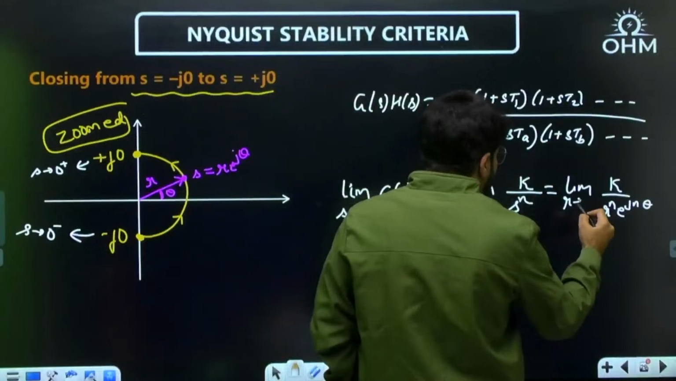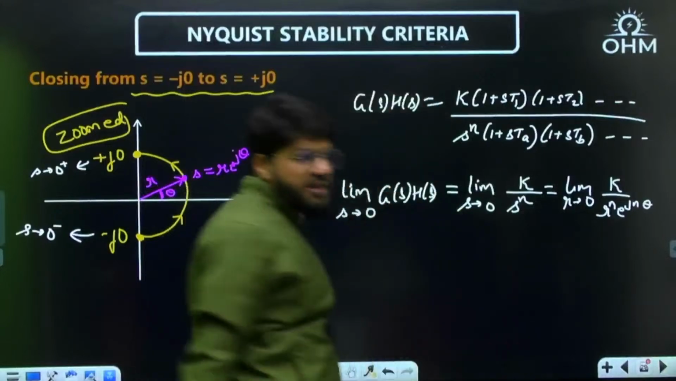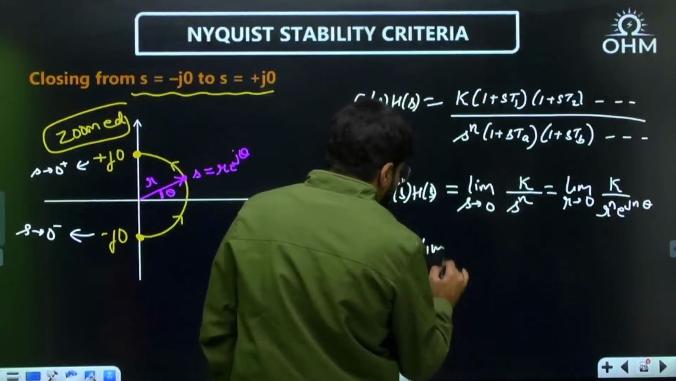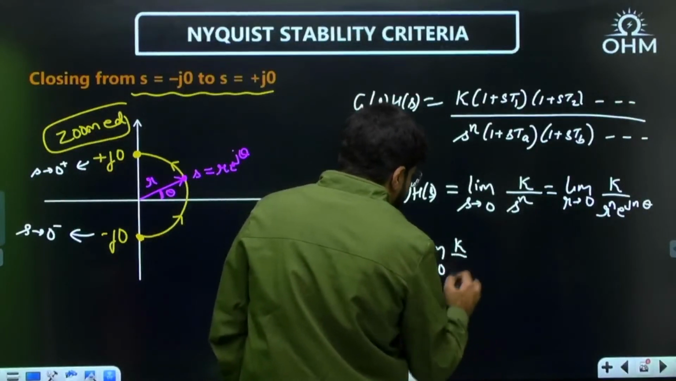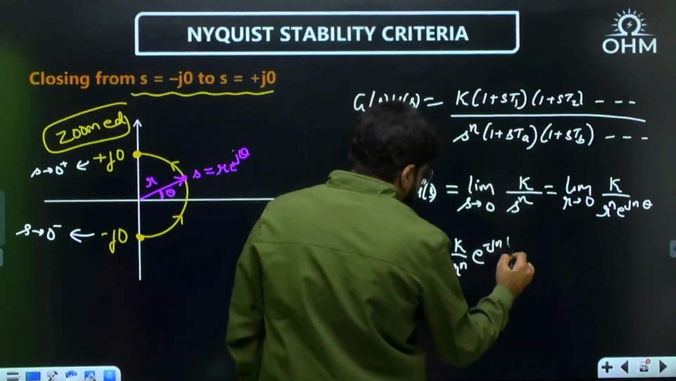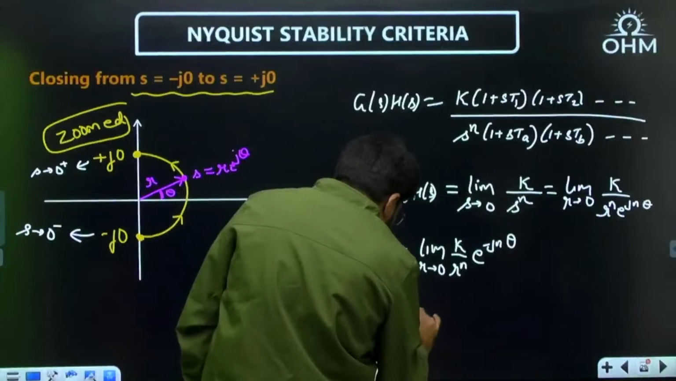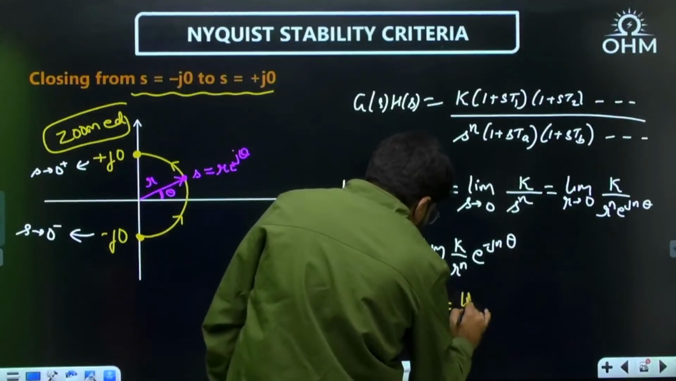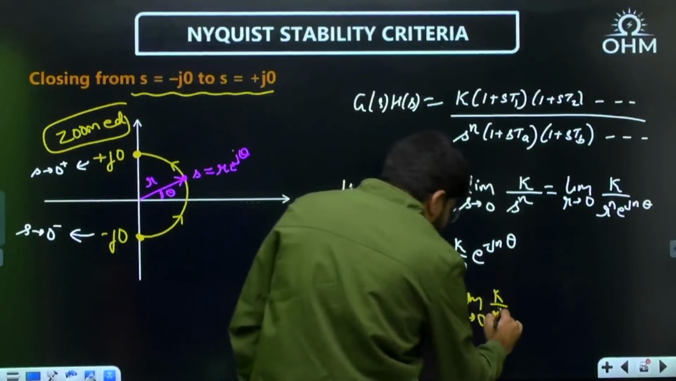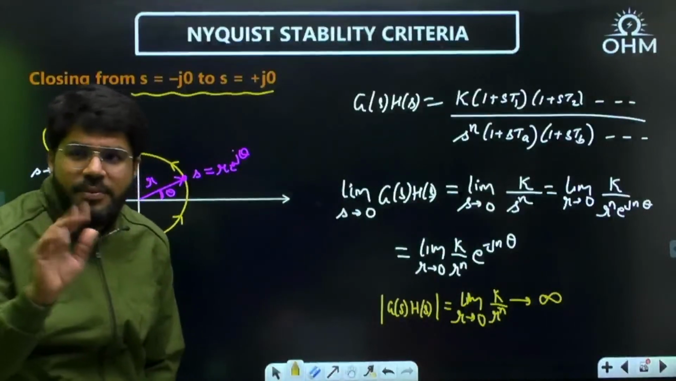s tending to 0 means R tending to 0, because this is the arc very, very close to the origin. The radius of this arc will be 0; the distance from origin will be tending to 0. So this is equal to limit R tending to 0, K upon R power n, with e power j n theta shifted above as e power minus j n theta. So what is the magnitude part? Magnitude part is limit R tending to 0, K upon R power n. Because R is tending to 0, this will be tending to infinity. So the magnitude of G(s)H(s) around the origin will be very large.